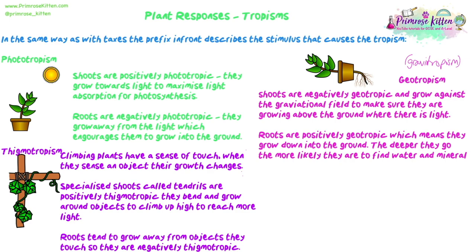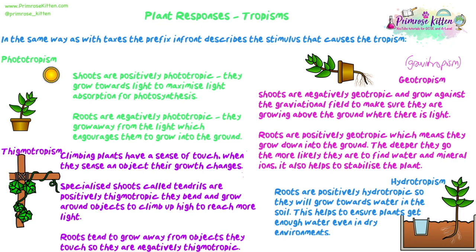And that makes sense. You want to be able to grow up and get more light if you can, if you're a shoot. If you're a root, they tend to grow away from objects they touch, so they're negatively thigmotropic. You'll see sometimes if a root grows down and hits a rock, it will turn to the side and carry on growing until it can grow down again. They won't try and grow through things if they aren't able to. They'll tend to move away and grow in the opposite direction through substrate that they can get through.